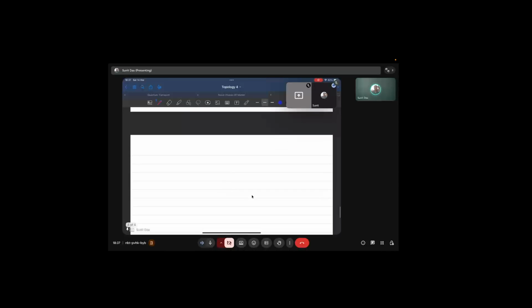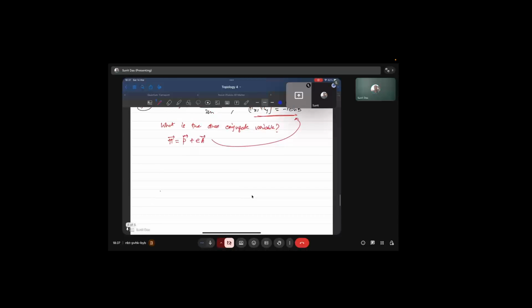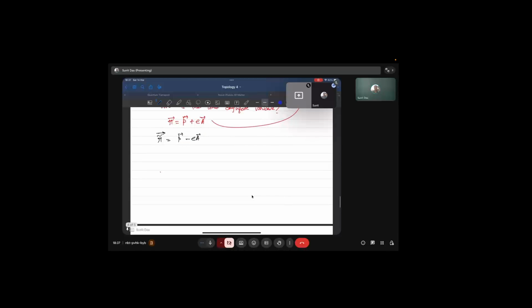Now, if we define another set of variables, let's say pi tilde, which is also a vector, this will be p minus eA. Note the difference between the sign: they differ by one sign. So this is plus and this is minus.